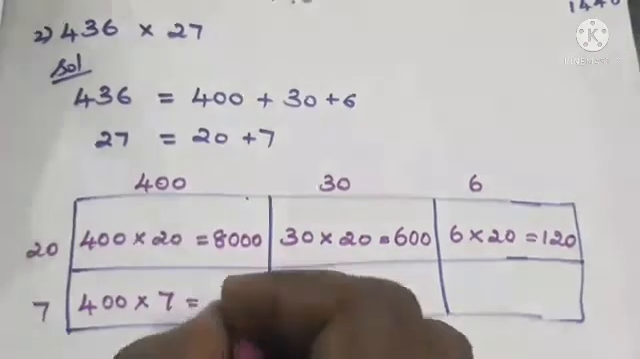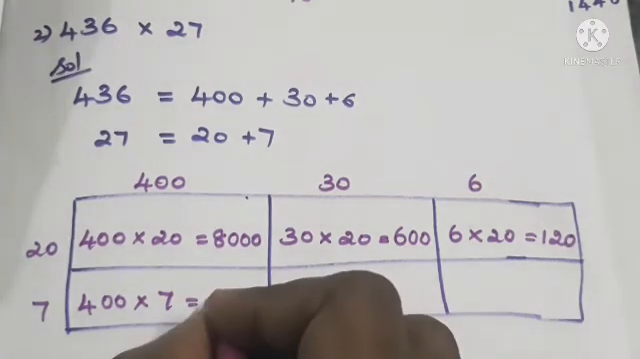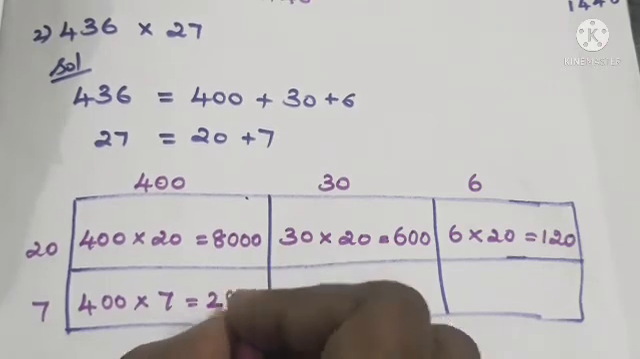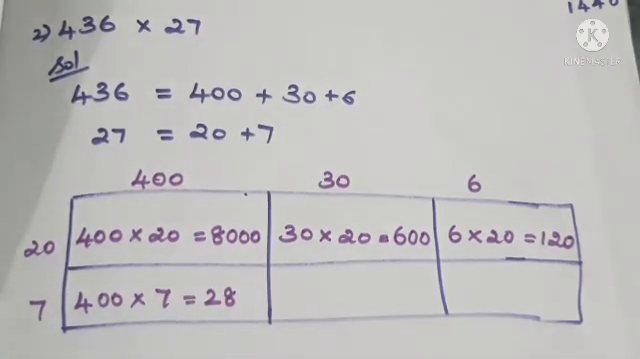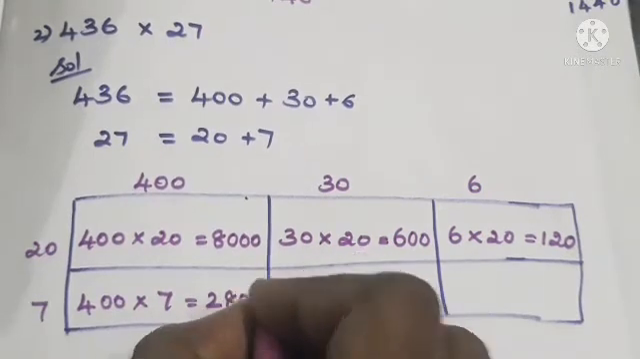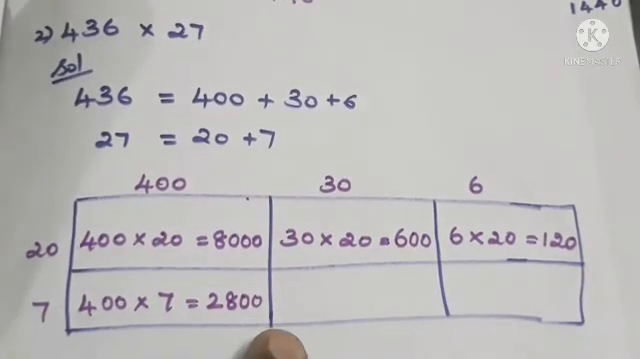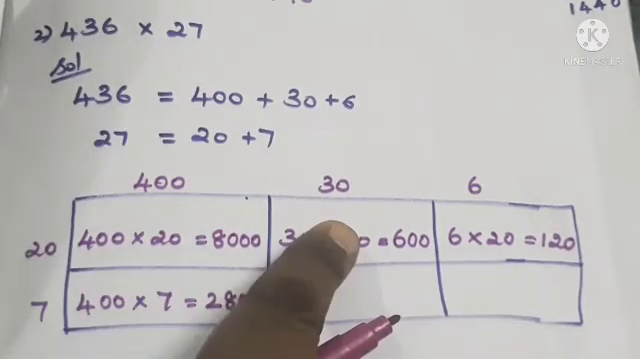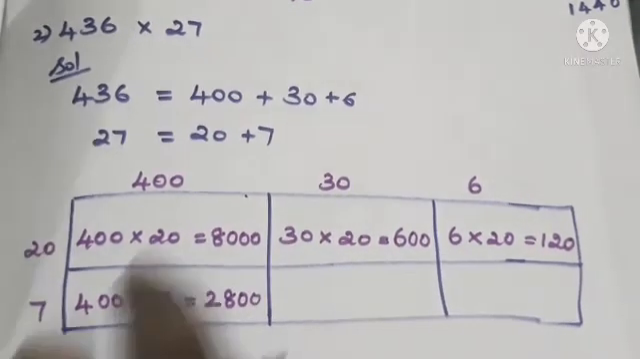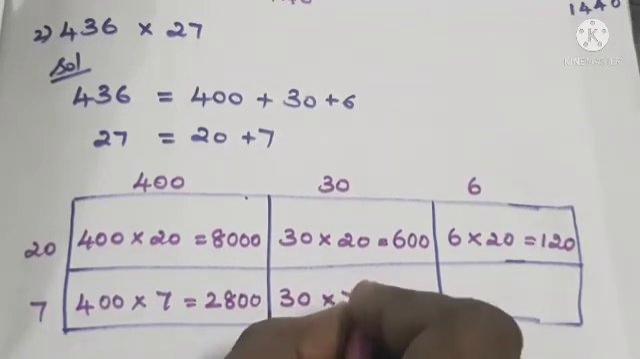So 4 sevens are what? We can say the 7 table. 1 7 is 7, 2 sevens are 14, 3 sevens are 21, 4 sevens are 28. 28. And at the back of the 400 we have 2 zeros. Those 2 zeros we can place at the back of 28. So we will get 2,800 as the answer. Okay, 2,800. Next we have to multiply 30 and 7. So we can write 30 into 7 is equal to.